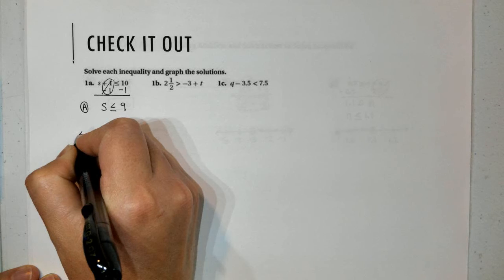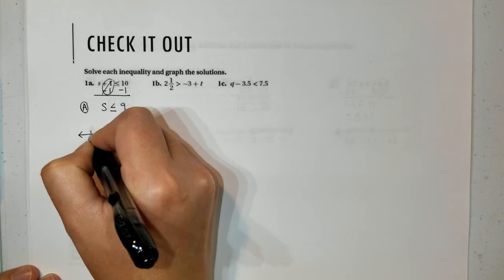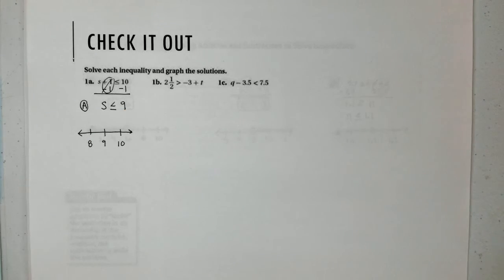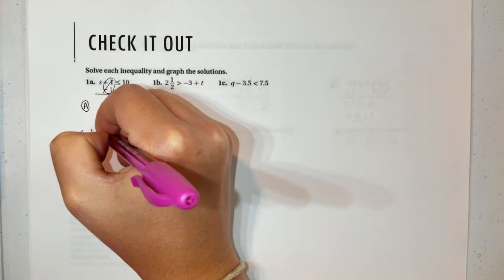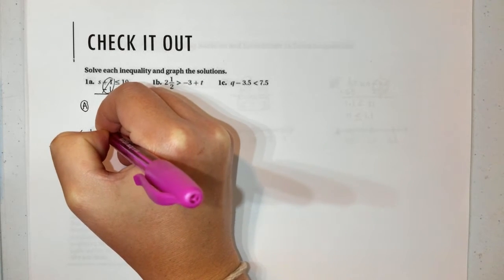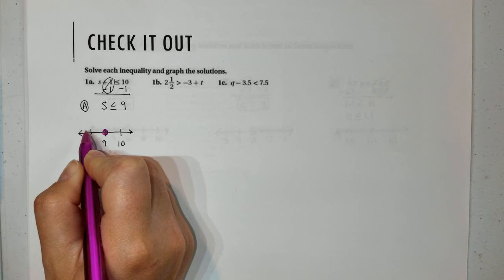I'm going to put 9 in the middle, 10, and 8. Less than or equal to, so my important number is 9, and it's going to have a closed dot. And then it's less than, so I'm going to shade to the left here.